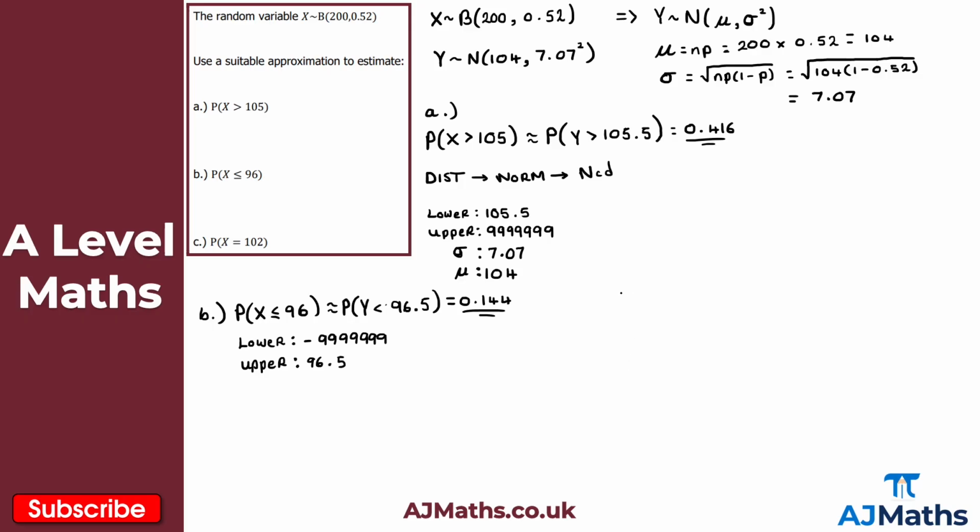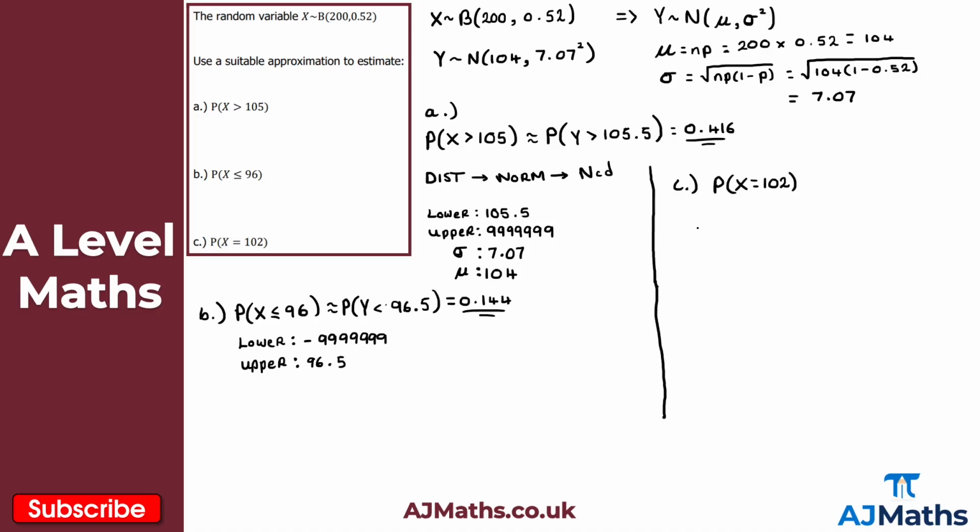And then finally for part C. Let's do that over on the right hand side here. Just split the screen off a little bit. So for part C then, we're looking for the probability that x is equal to 102. So now, again, we need to apply a continuity correction. Remember, when we're looking for an exact value like this, we now need to add and subtract 0.5. So I subtract 0.5 off, and I also add 0.5.